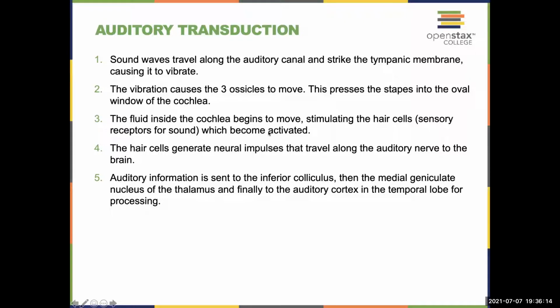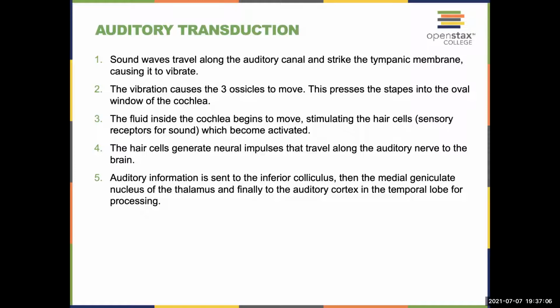All right, so now we're going to be talking about auditory transduction. And that is basically how we hear, right? So sound waves come in through your ear and move along the auditory canal, they strike the tympanic membrane, and it causes it to vibrate. And that vibration is what causes the three ossicles to move. Those are the smallest bones in your body, in case you ever want a trivia question. And this presses on the stapes of the oval window of the cochlea, right?